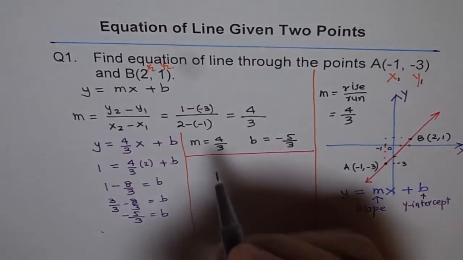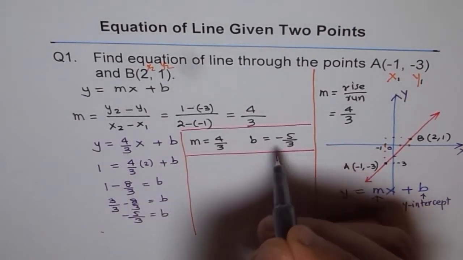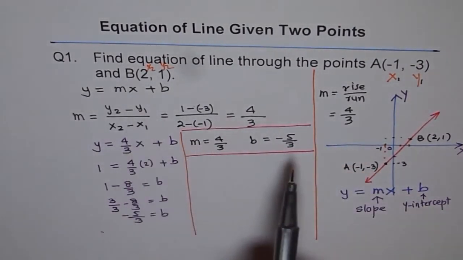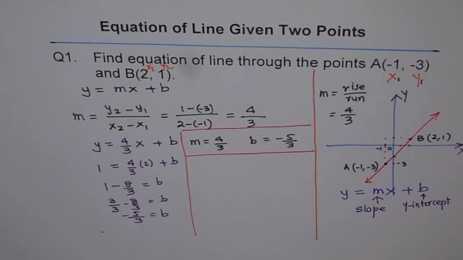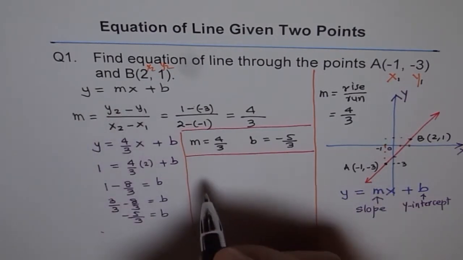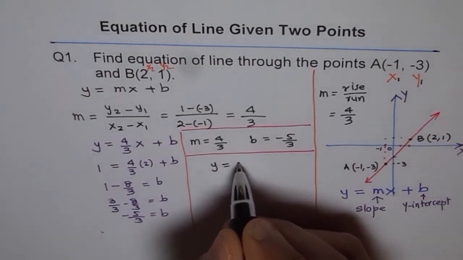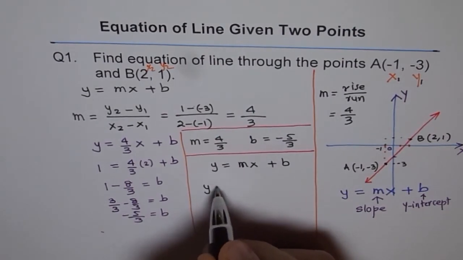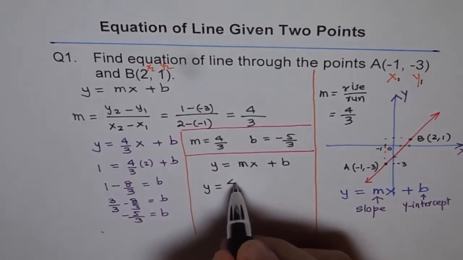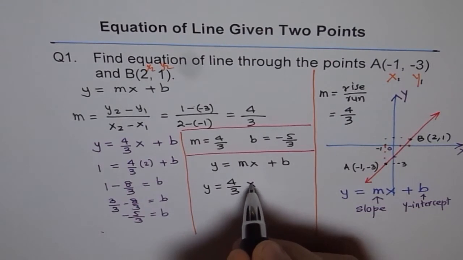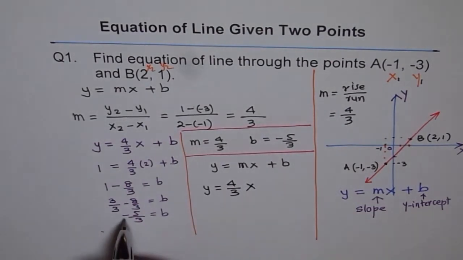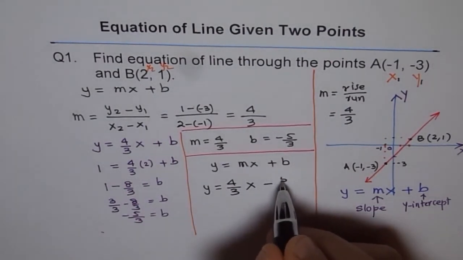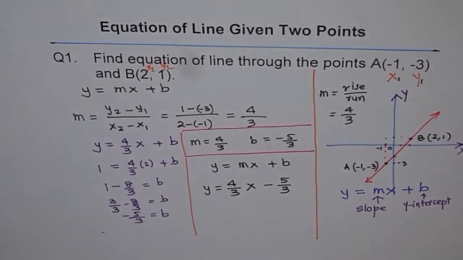Let me write it, make it very clear. This is what we found out. So we found the slope first and then the y-intercept. Once we know this, then we can always write the equation y equals mx plus b. So we wanted to write the equation in the form y equals mx plus b. So here y equals slope 4 over 3 x plus b. b is minus 5 over 3. So that becomes our equation of the line, correct?